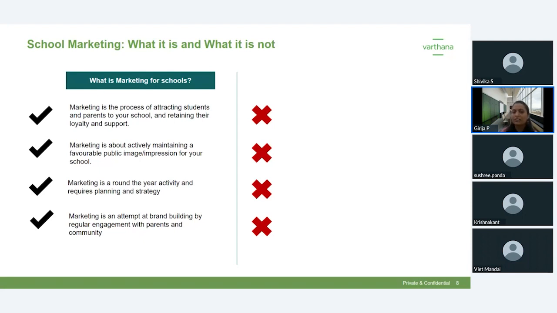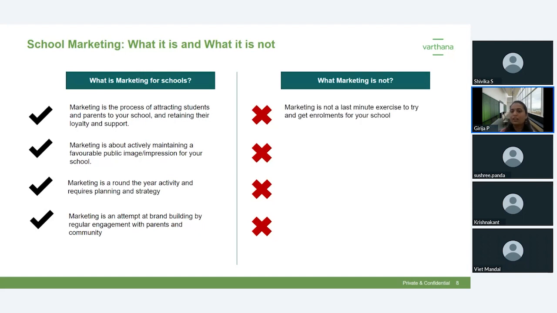So what we don't call marketing is a last minute exercise. As I said, this is a year-round activity, which needs proper planning and strategy. If you want to enroll students in your school in July, you cannot just start marketing one or two months before. You need to have proper planning and strategy throughout the year so you can see the result at the end.